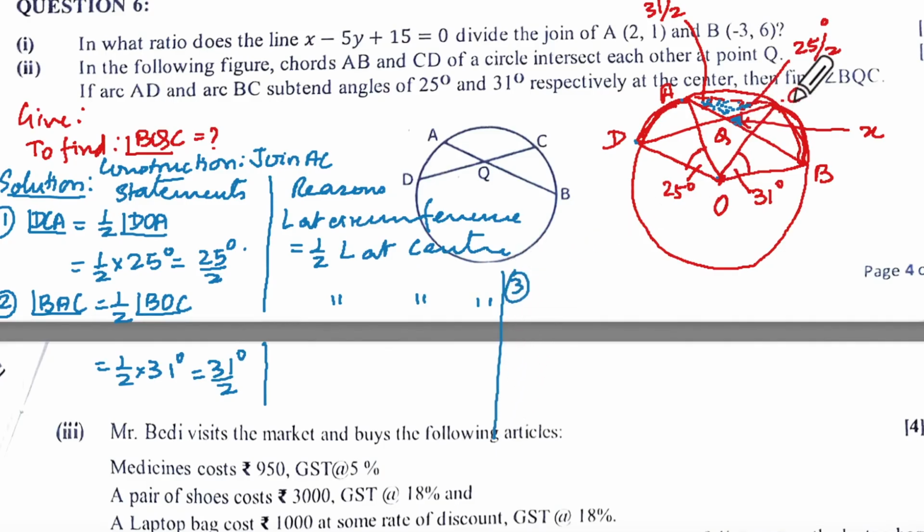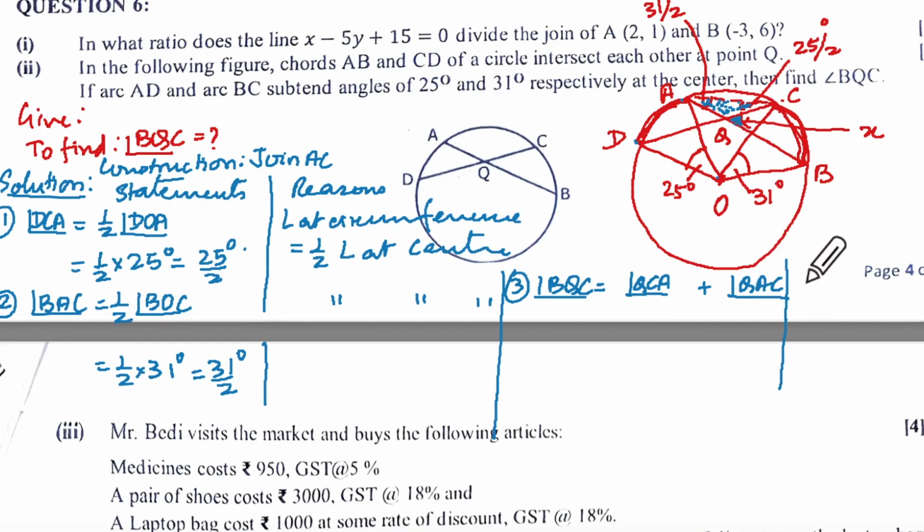Then we come to the third one. I'm coming to this one. Which one? BQC. Angle BQC will be equal to angle QCA plus angle QAC. Which angle will it be? This one means QCA, correct? And this one, which is QAC.